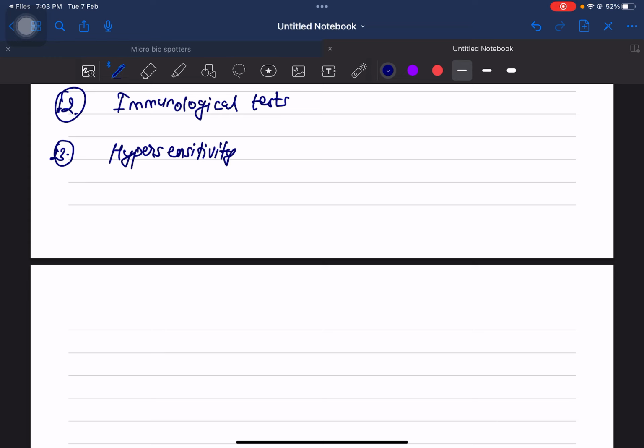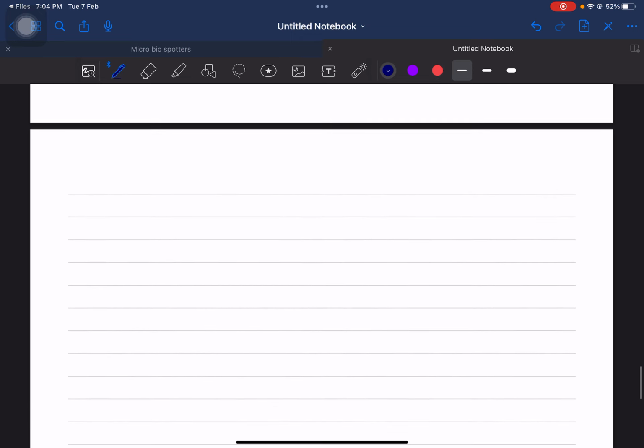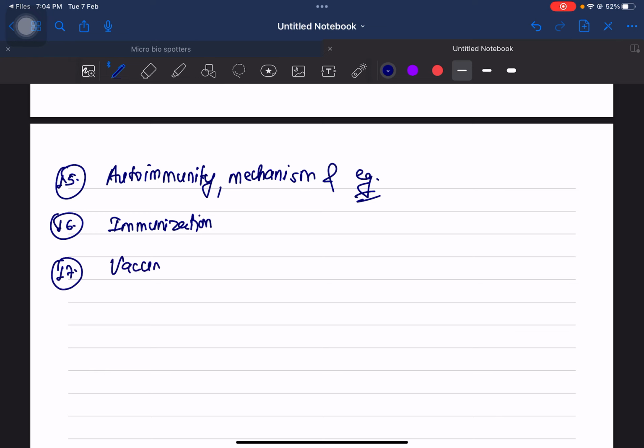Know the types of hypersensitivity and the mechanism of hypersensitivity. And names of some of the immunodeficiency diseases. Now about autoimmunity and the mechanisms and examples of some of the autoimmune diseases. Now about immunization, or the types of vaccines, and examples. It is very important.